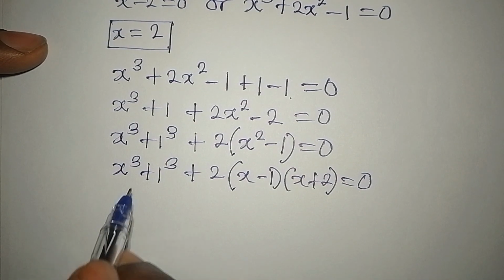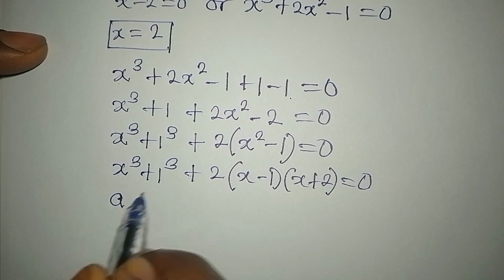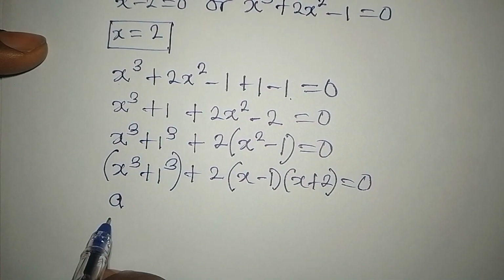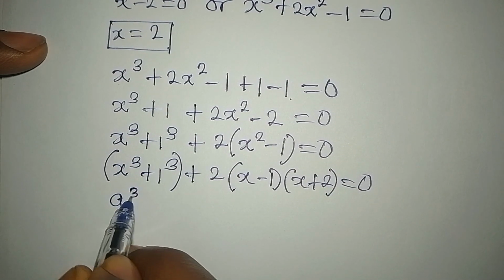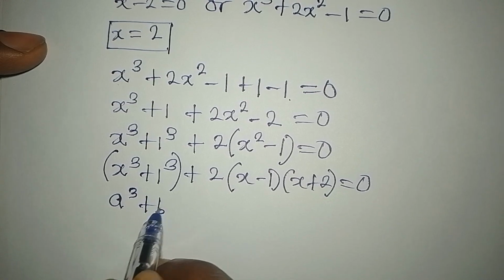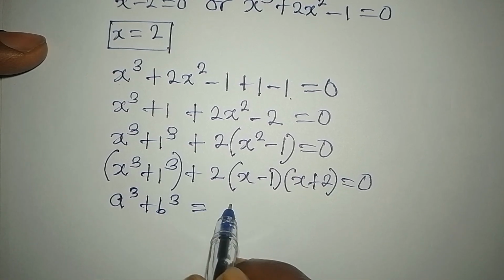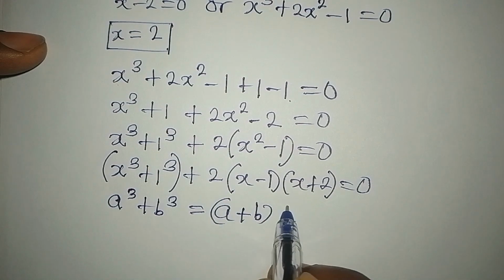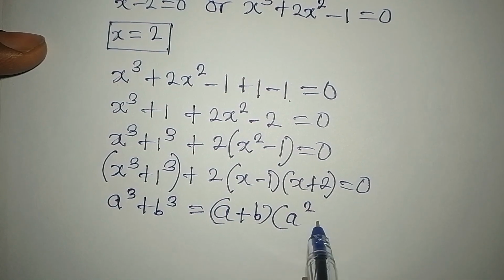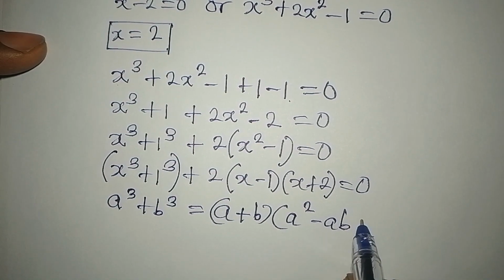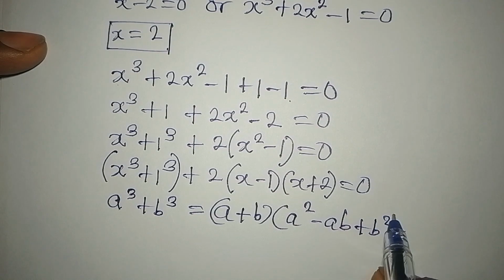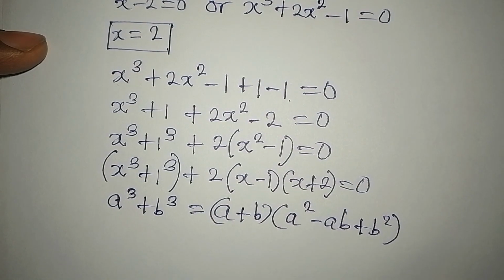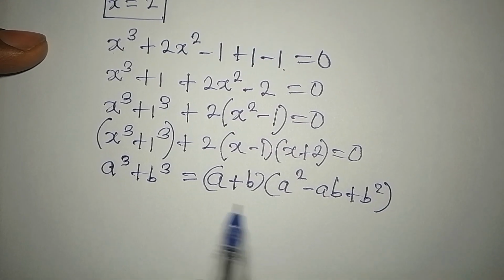Now, do you know that from here, if you have a to the power of 3 plus b to the power of 3, this is the same thing as a plus b into a squared minus ab plus b squared? Do you know that this and this are the same? If you know, then let's continue.